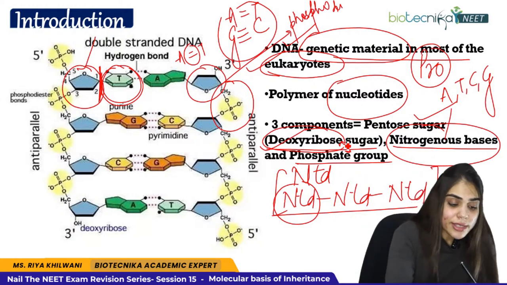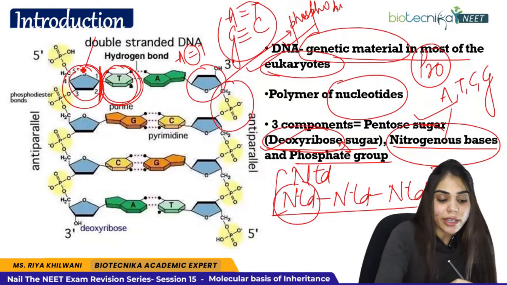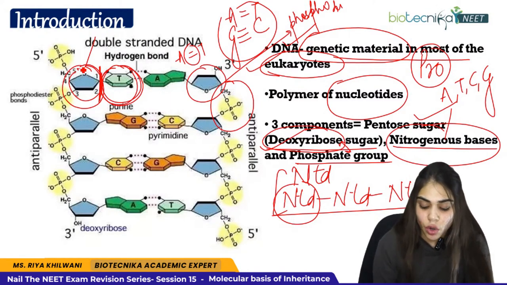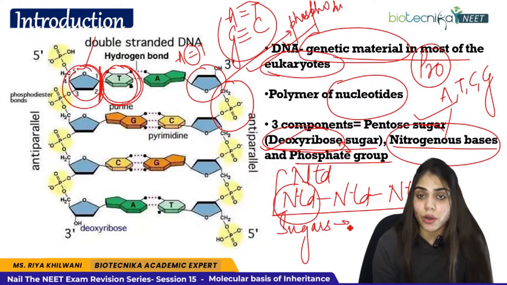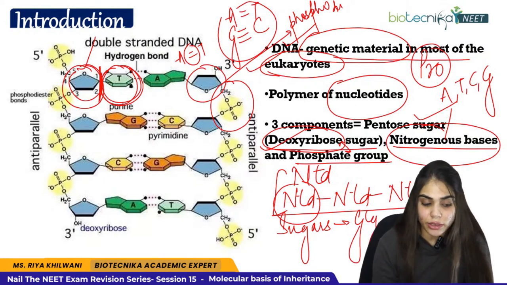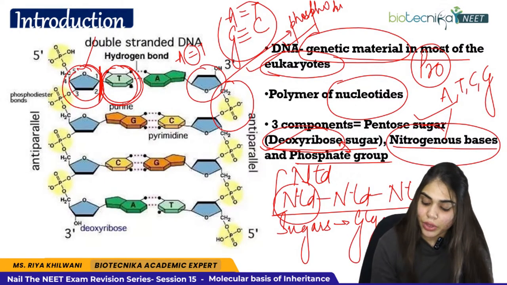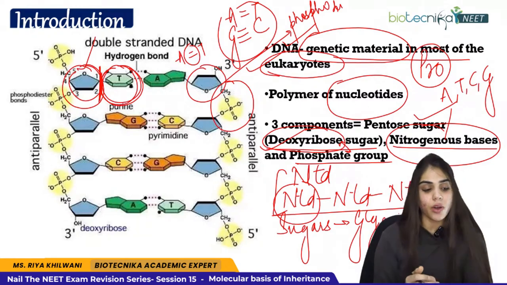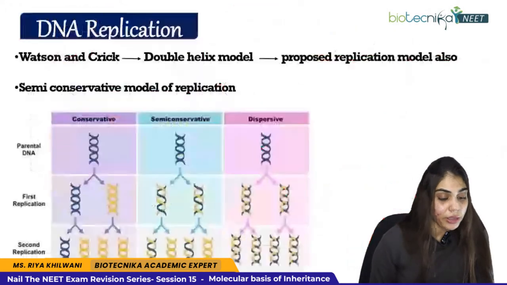But how are bases and sugar molecules connected? They are connected with the help of a glycosidic bond, because you all know that for sugars the bond is glycosidic, because glyco stands for sugar. So for connecting the pentose sugar and the bases, the bond is the glycosidic bond. I hope this slide is clear to everyone.